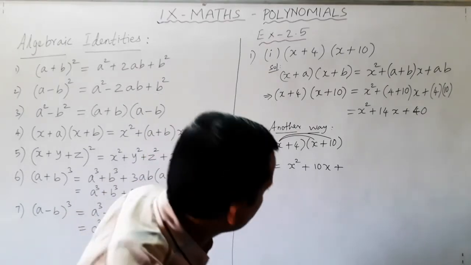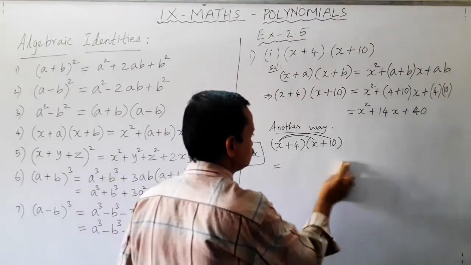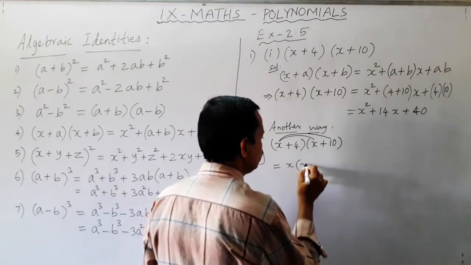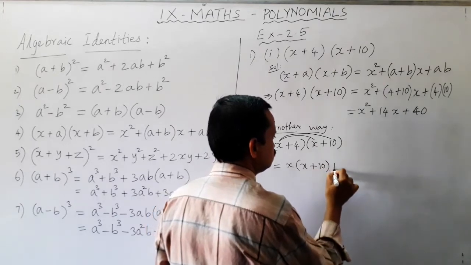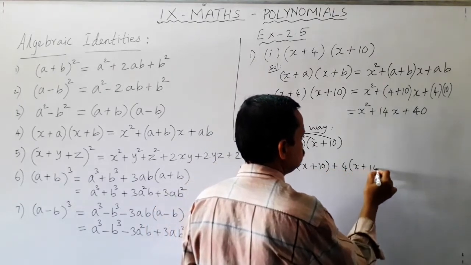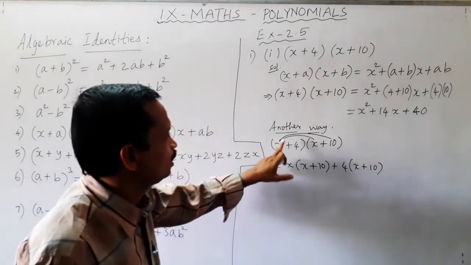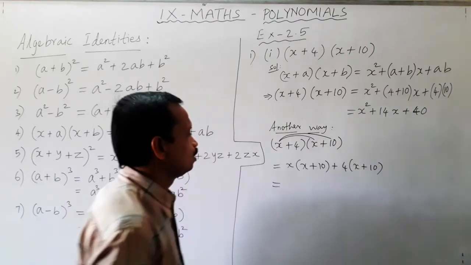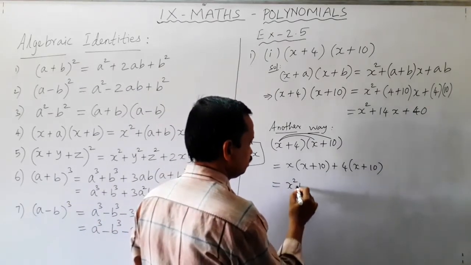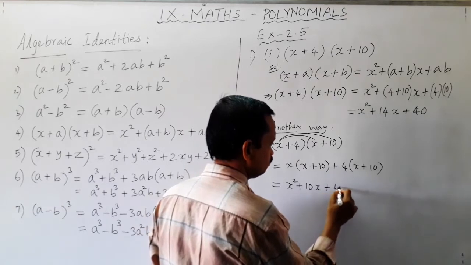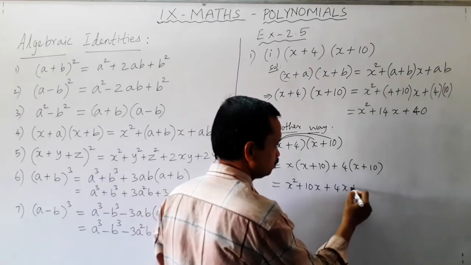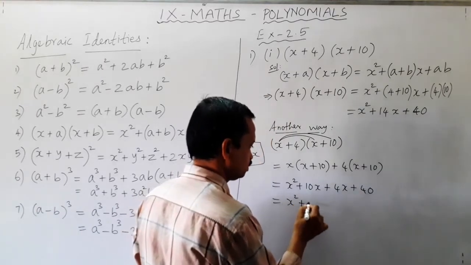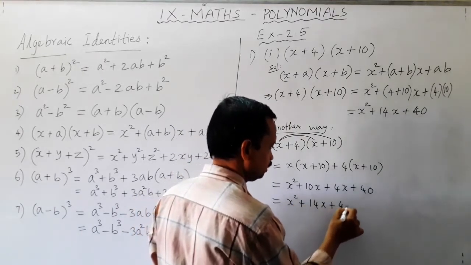Otherwise, one more step you have to write. If you know, directly you can do that. Otherwise, x into x plus 10 plus 4 into x plus 10. So this is what I have drawn as the mapping. Okay. So x into x plus 10 gives x square plus 10x, plus 4x, plus 4 into 10, 40. You see, simply you get x square plus 14x plus 40.